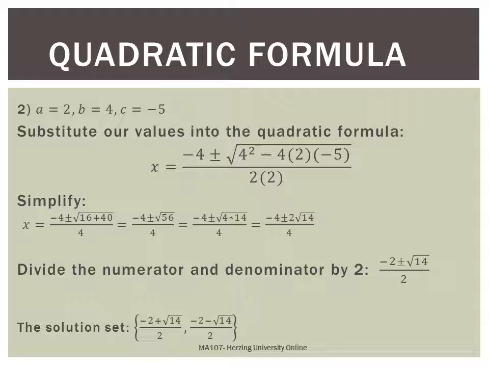Divide the numerator and denominator by 2. The result is negative 2 plus or minus the square root of 14, over 2. Therefore, the solution set is negative 2 plus the square root of 14, over 2, and negative 2 minus the square root of 14, over 2.